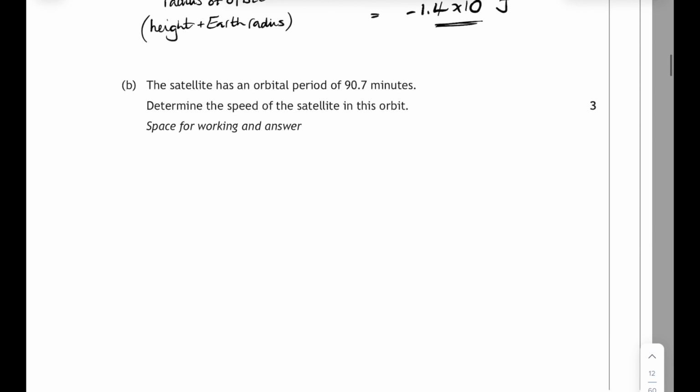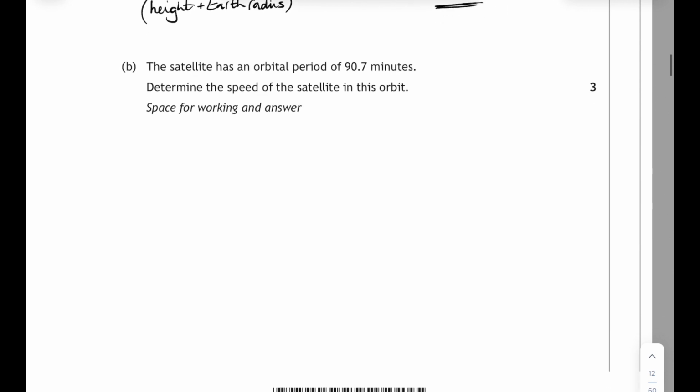Okay, on we go. Part B, the satellite's got an orbital period of 90.7 minutes, and we have to determine the speed of the satellite in this orbit. Well, we've got a time and we've got a radius, so we can work out the circumference of this circular orbit. So we can use speed equals distance over time.